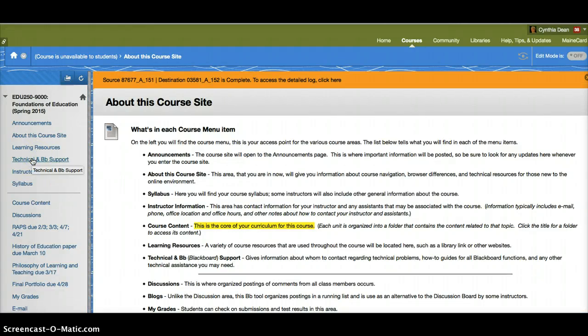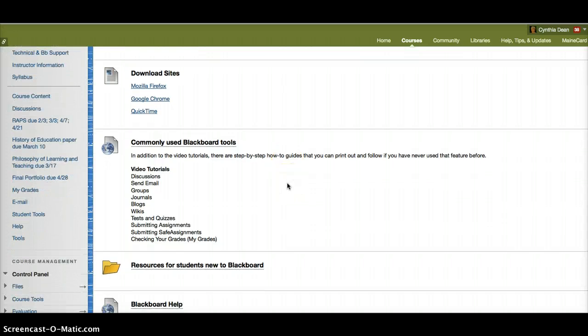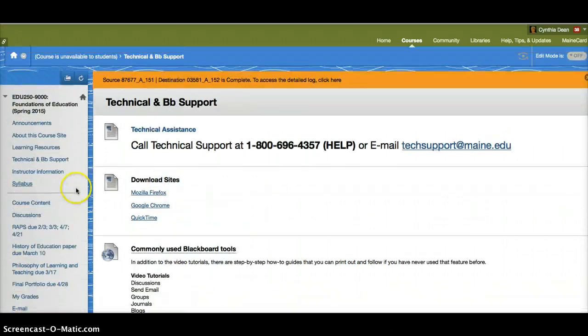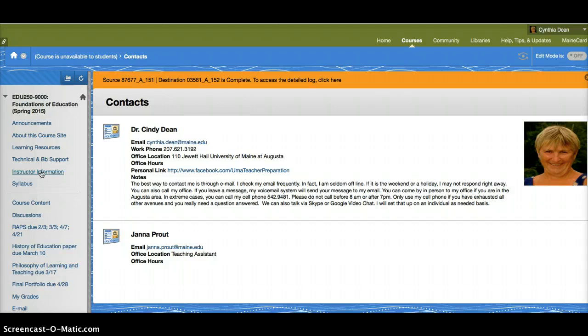Technical and Blackboard support is just where you can get help. It's also where you can download Firefox, so you can just click here and download it. And then resources for those of you who are new, etc. Learning resources, I don't use this tab. The only thing there is the library, but if you need help reaching the library, here's an easy way to get there. Instructor information is about me.